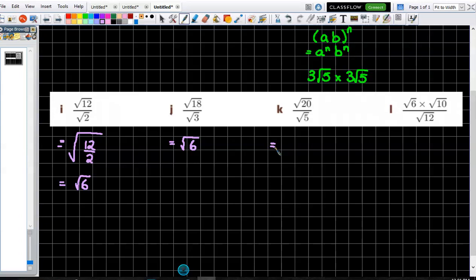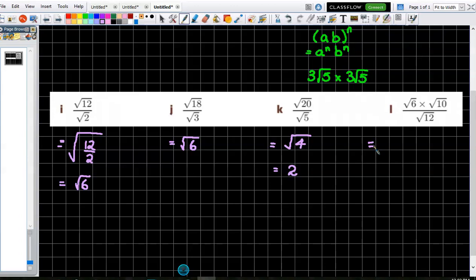Anybody? It is root 4, but if you left it like that, I'd frown a little bit, because that's right, it's 2. Okay? And Amaz, what you going to do with this one? Because you're talking.